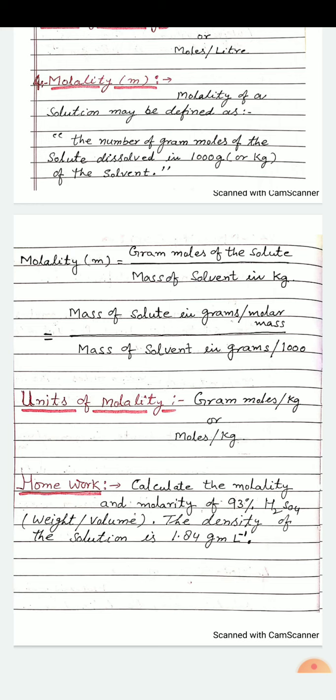Now, today's homework: calculate the molality and molarity of 93% H2SO4 (weight per volume). The density of the solution is 1.84 gram per liter.